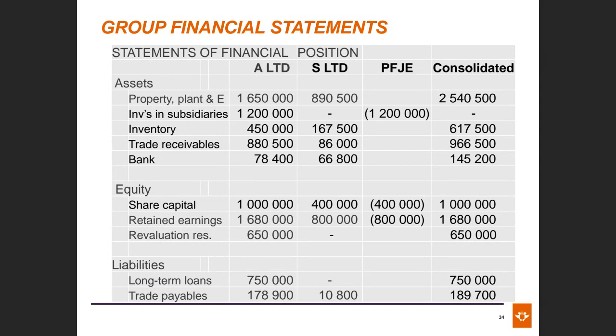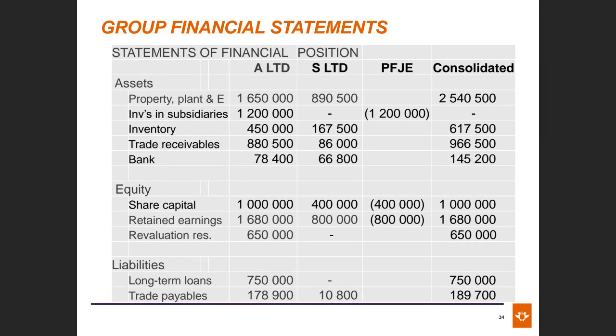And it's the same with the long-term loans, A plus S. S doesn't have anything, so it's 750,000. Trade payables, we're adding the trade payables of A and S, and the consolidated trade payables is 189,700. So that shows the consolidated statement of financial position. Now, this was assuming there was no goodwill or gain on bargain purchase, but in reality, there will be a gain on bargain purchase or goodwill.